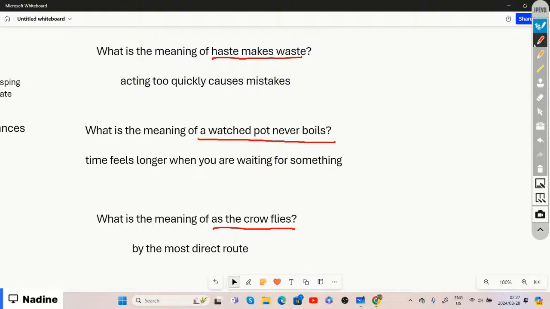All right. So the meaning is that it is by the most direct route, right? So as the crow flies has to do with the route that it takes, right? That is what it means. They did not mention a crow. They did not mention fly, right? Yeah, you can also say not struggling much. So well done, guys.